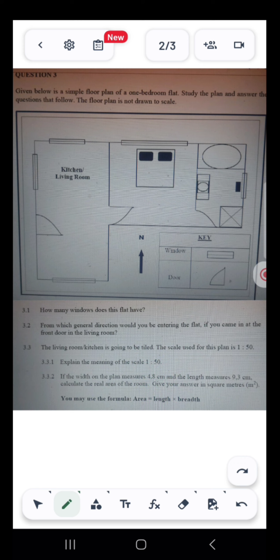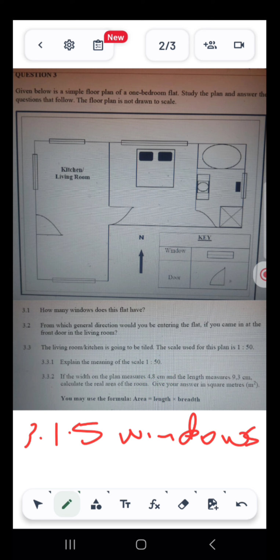Now let's tackle the first question, 3.1. How many windows does this flat have? Okay, I see 1, 2, 3, 4, 5. I see 5 windows. If that's the case, we say 5 windows. And then we go to 3.2.